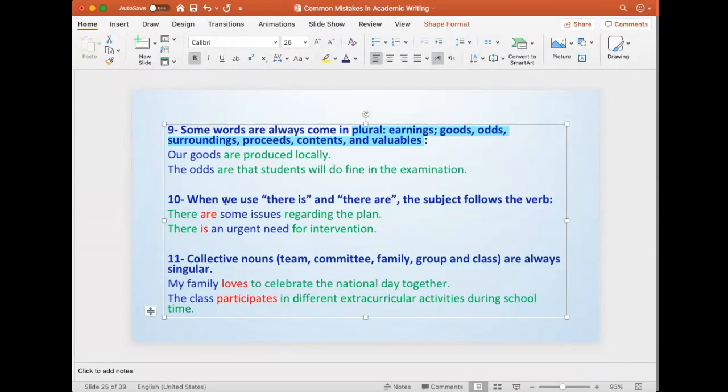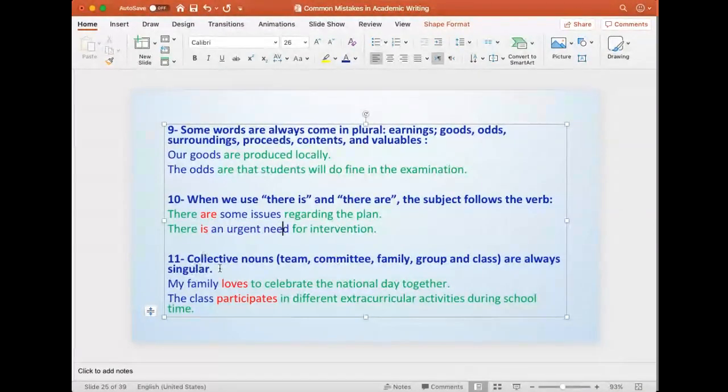And another case here, when we use there is and there are, the subject follows the verb. There are some issues regarding the plan. So this is the subject here. It came after the verb. There is an urgent need. So this is a singular subject, and this is a plural one. There are some issues. There is an urgent need. One thing.